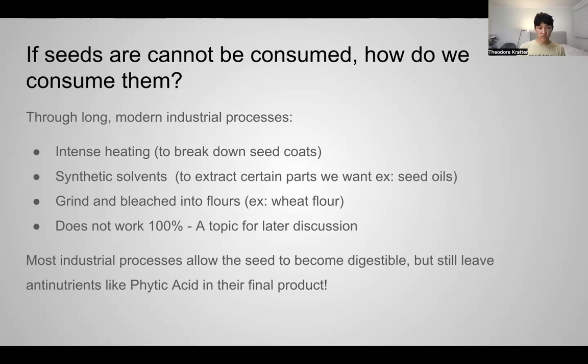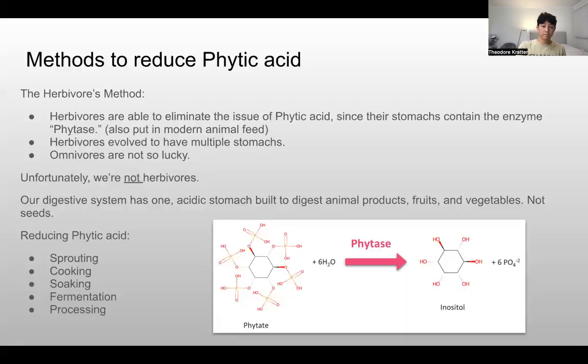They're also ground and bleached into flours. Wheat flour, for instance, you process the crap out of it. Basically, it makes it more digestible. But this process does not work 100%. It leaves anti-nutrients like phytic acid inside the flour, and this is why we want a new way to get rid of phytic acid.